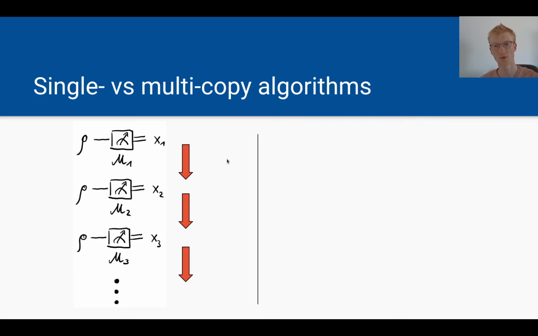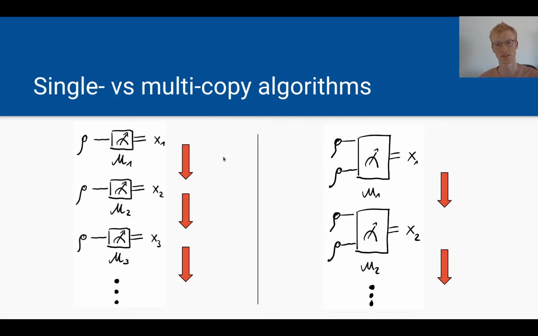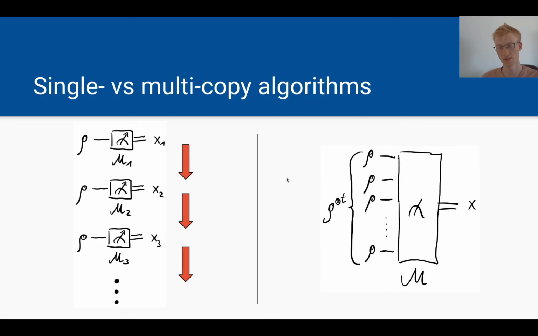But that's not the most general thing that you could consider. In particular, you could also consider something like this, where now we're making measurements jointly on two copies at a time. And in general, the most general thing that you could consider is making one big entangled joint measurement on all available t copies at the same time.